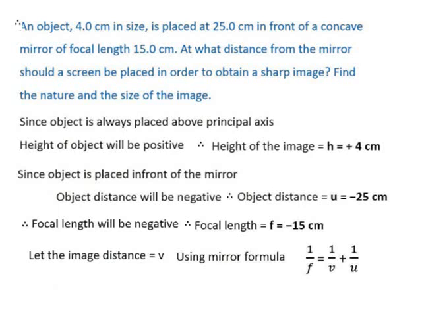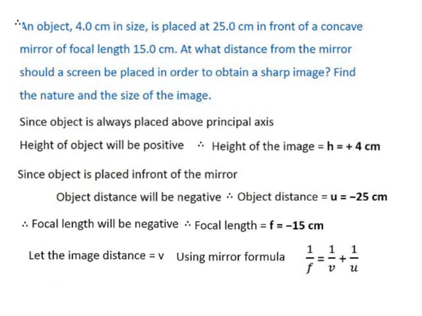So, when we analyze this problem, we will see what data are given. An object 4 centimeter in size. So, the 4 centimeter refers to the height of the object, and it is placed at 25 centimeter in front of the concave mirror. So, this 25 is the value for u. u is equal to 25, and when we take the Cartesian sign, u is equal to minus 25 centimeters.